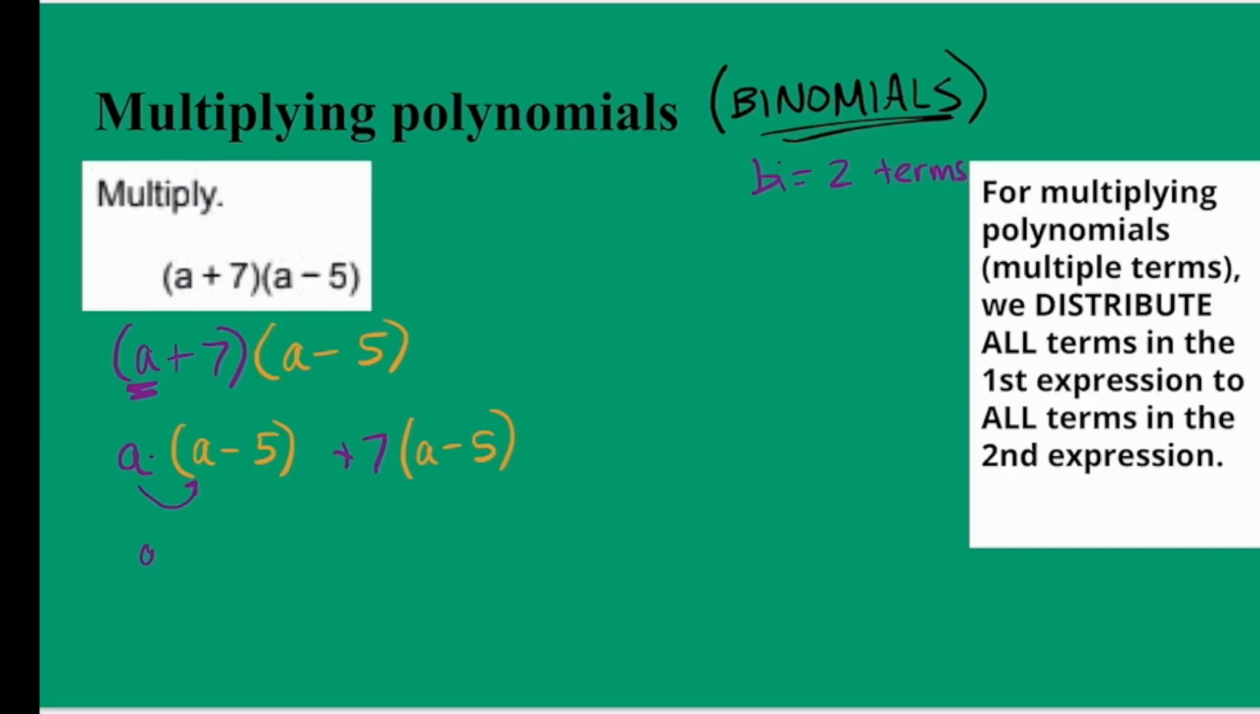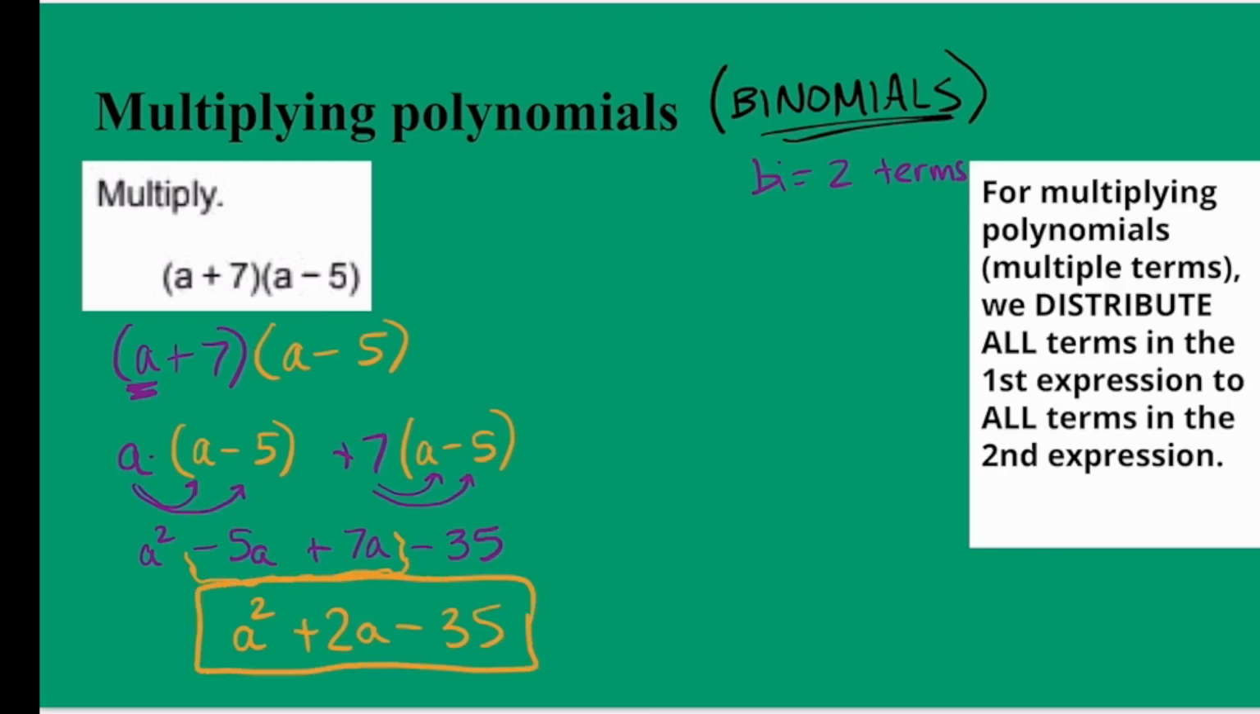A times a is a squared. A times negative 5 is negative 5a. 7 times a is 7a. And then 7 times negative 5 is negative 35. I have like terms here. These two middle pieces both have a's, which means I can put them together. That is a negative 5, and that is a positive 7. That will give me positive 2a. So we get a squared plus 2a minus 35. And that would be your answer.